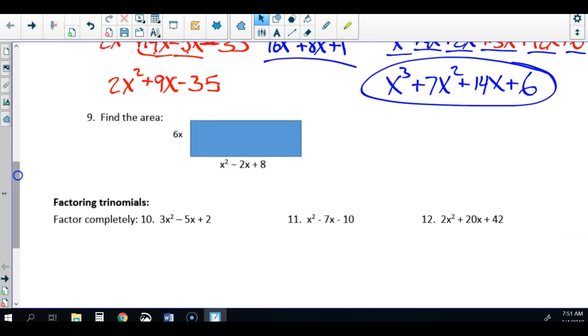Find the area of this rectangle. We know area is length times width. So I'm just multiplying 6x times this bottom trinomial here. I'm going to set that up like a distribution problem. 6x times x squared is going to be 6x to the third. 6x times negative 2x is negative 12x squared. 6x times 8 is 48x.